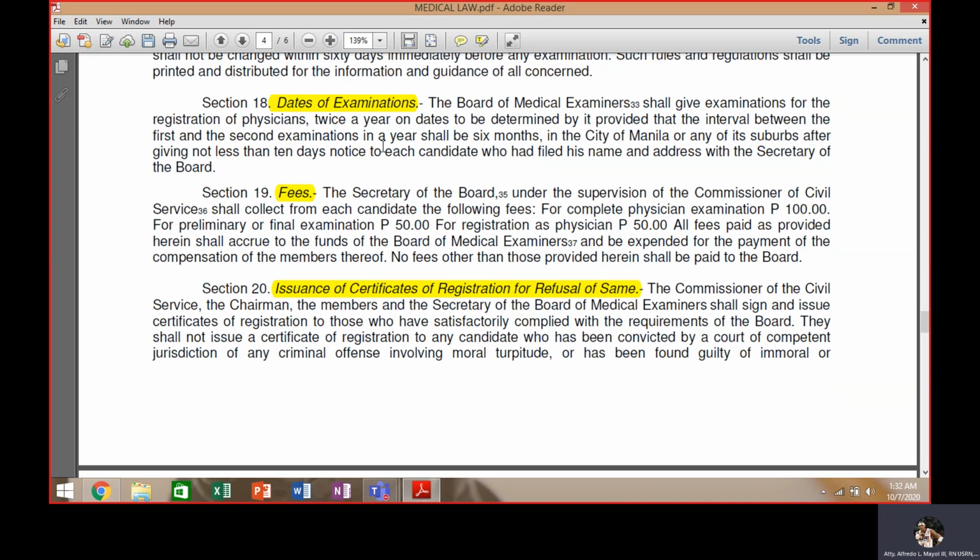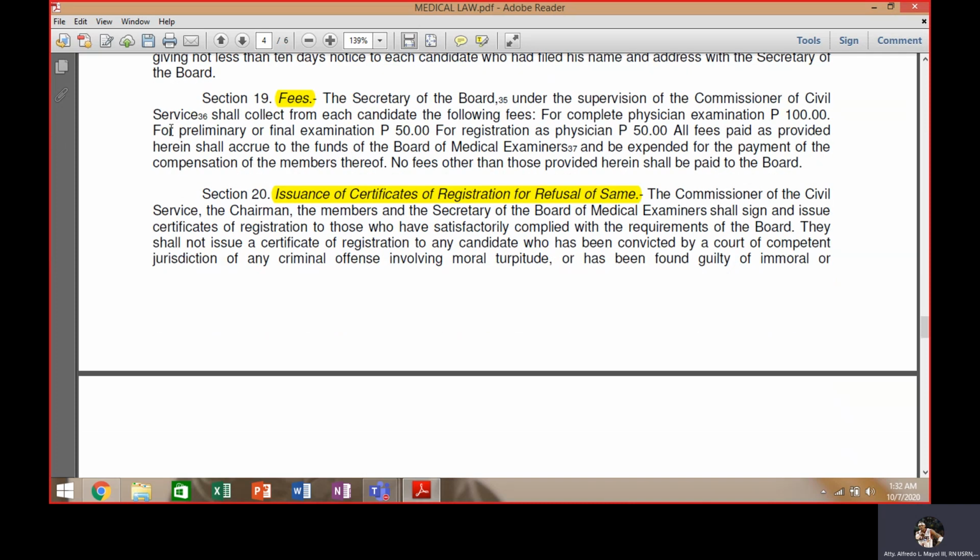In the city of Manila or any of its suburbs, after giving not less than 10 days notice to each candidate who had filed his name and address with the secretary of the board. Section 19, fees. The secretary of the board, under the supervision of the Commissioner of Civil Service, shall collect from each candidate the following fees. For complete physician examination, 100 pesos. For preliminary or final examination, 50 pesos.